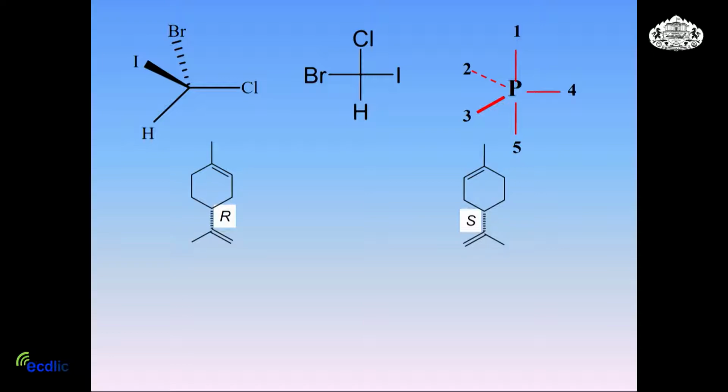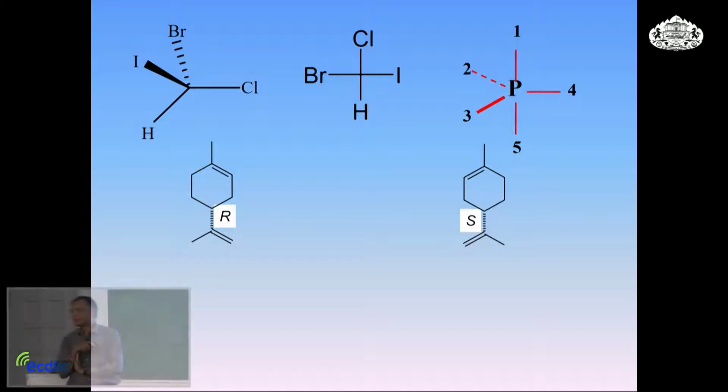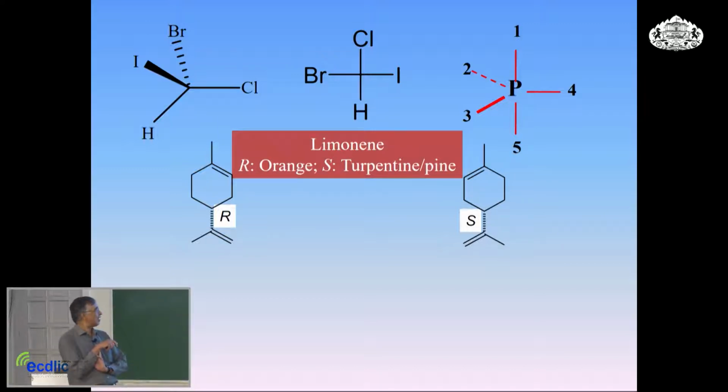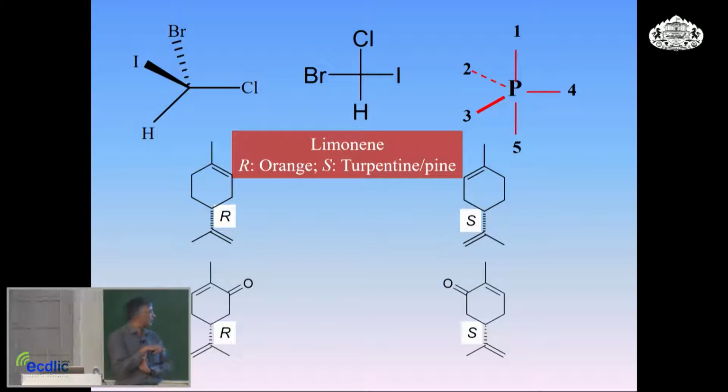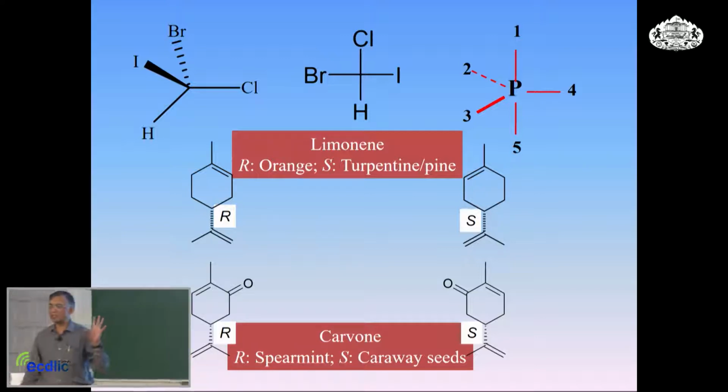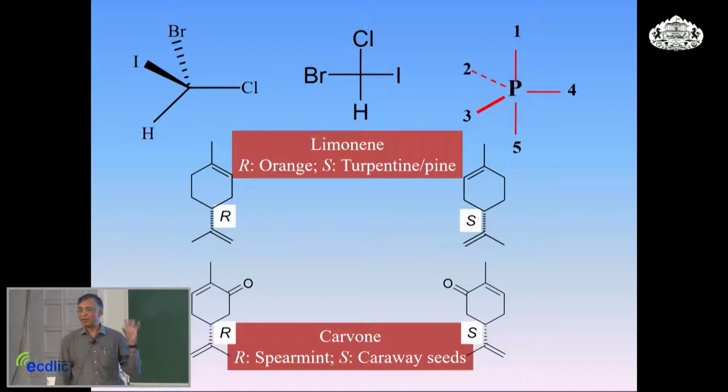One other thing you have all studied, that R and S enantiomers can be detected by their optical rotations, but also by their smell, because this is R limonene which smells like orange, S limonene smells like turpentine or pine. One more example, this is called carvone. R smells like mint, pudina, S enantiomer smells like caraway seeds. You have all seen this in stereochemistry books, right? But do you believe these are true?